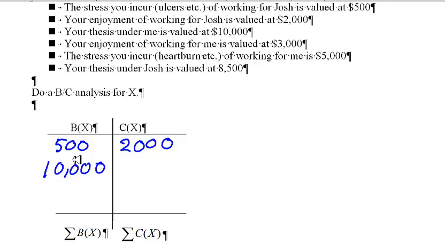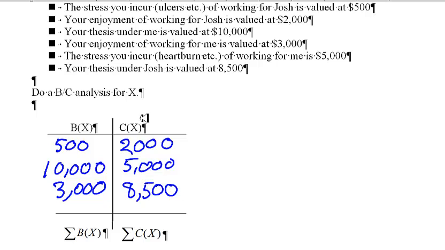Your thesis, valued if you work for me, is going to be worth $10,000. So if you work for me, your thesis will be worth $10,000. Your enjoyment of working for me is $3,000. So by working for me, you get $3,000 in enjoyment. The stress that you incur working for me, however, is $5,000. So that's going to be a cost. And your thesis of working under Josh is $8,500. If you do your thesis under me, you give up the opportunity to do your thesis under Josh. So that's an opportunity cost of $8,500. All of these costs are opportunity costs.